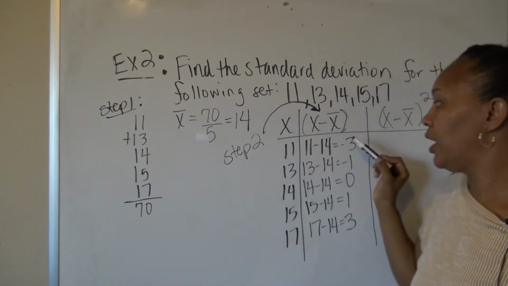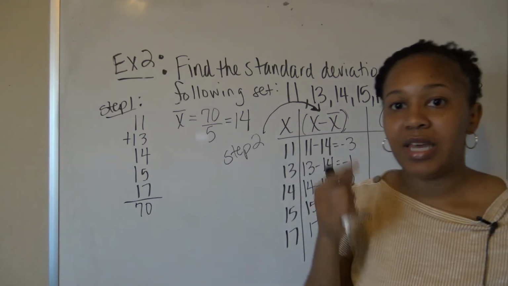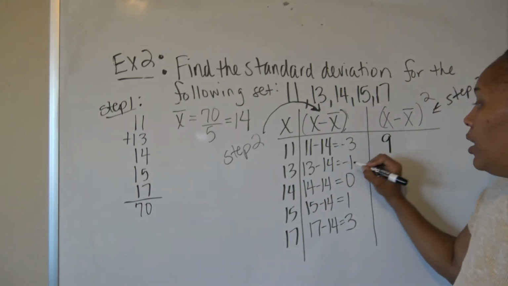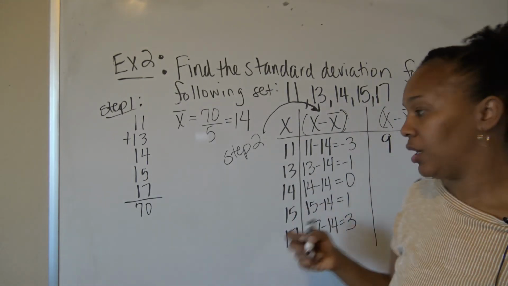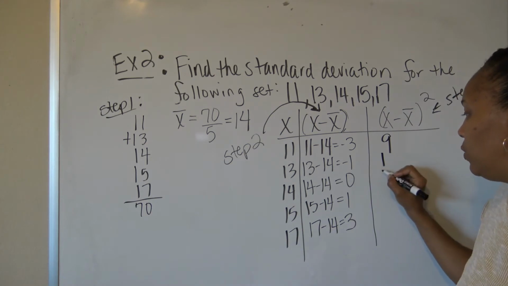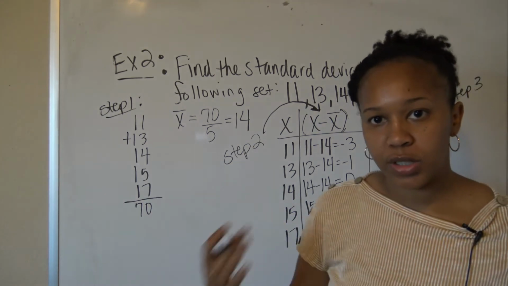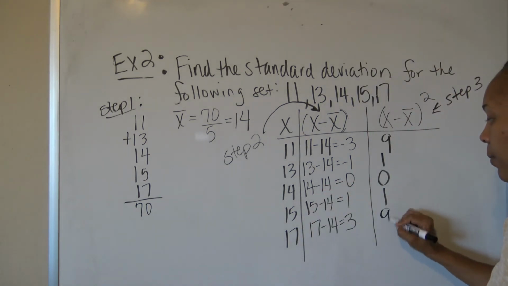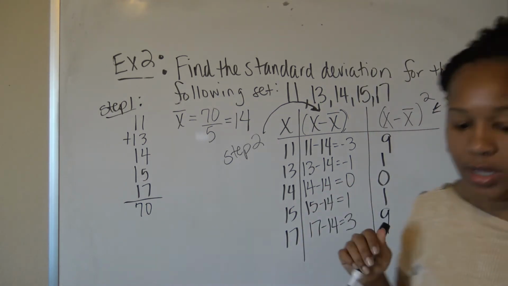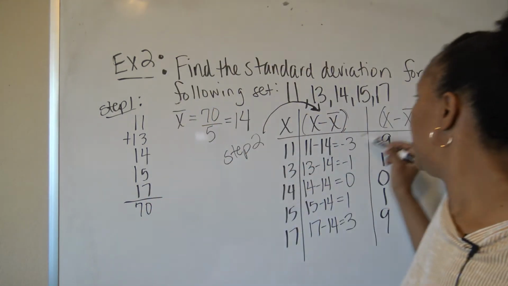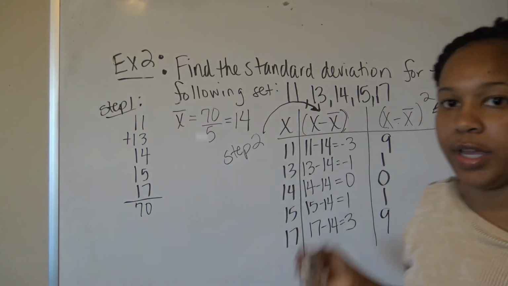So the first one is negative 3. Negative 3 squared, that's the same as saying negative 3 times negative 3. That's positive 9. Negative 1 squared, that's negative 1 times negative 1. That's positive 1. 0 squared is 0. 1 squared is 1. And 3 squared, which is 3 times 3, is 9. Okay? So that's step 3. You square each deviation. So that's taking each data item, x minus x bar, and squaring it.